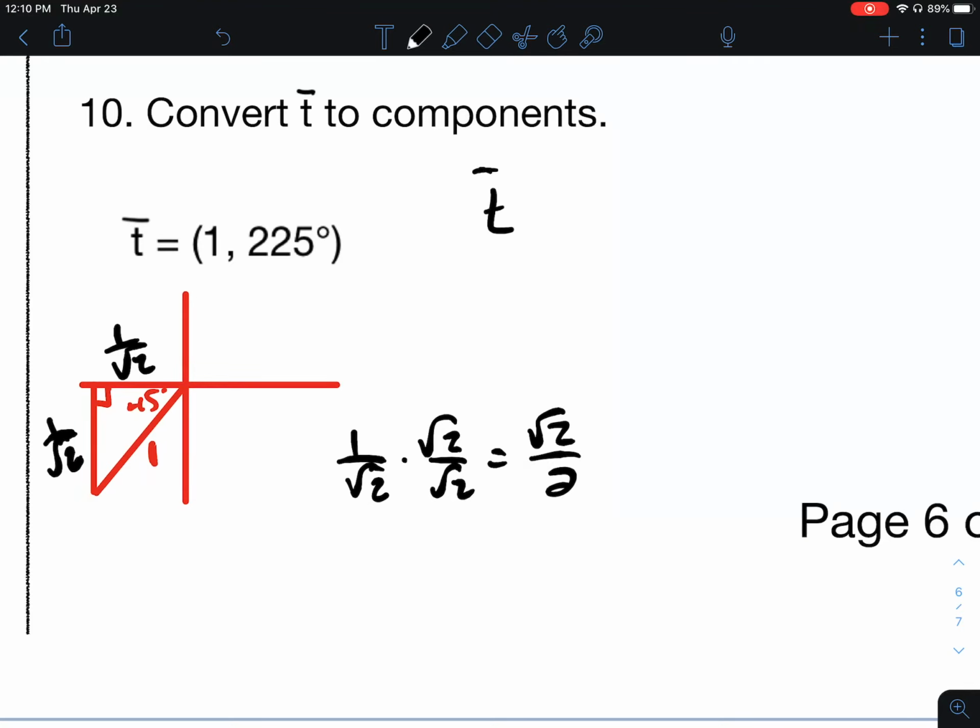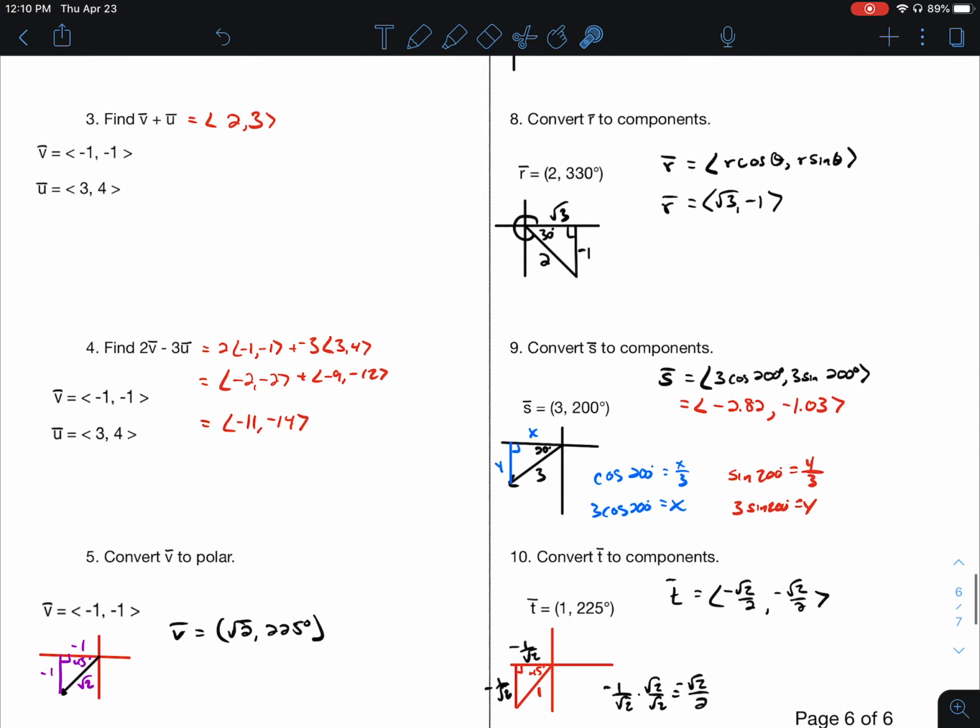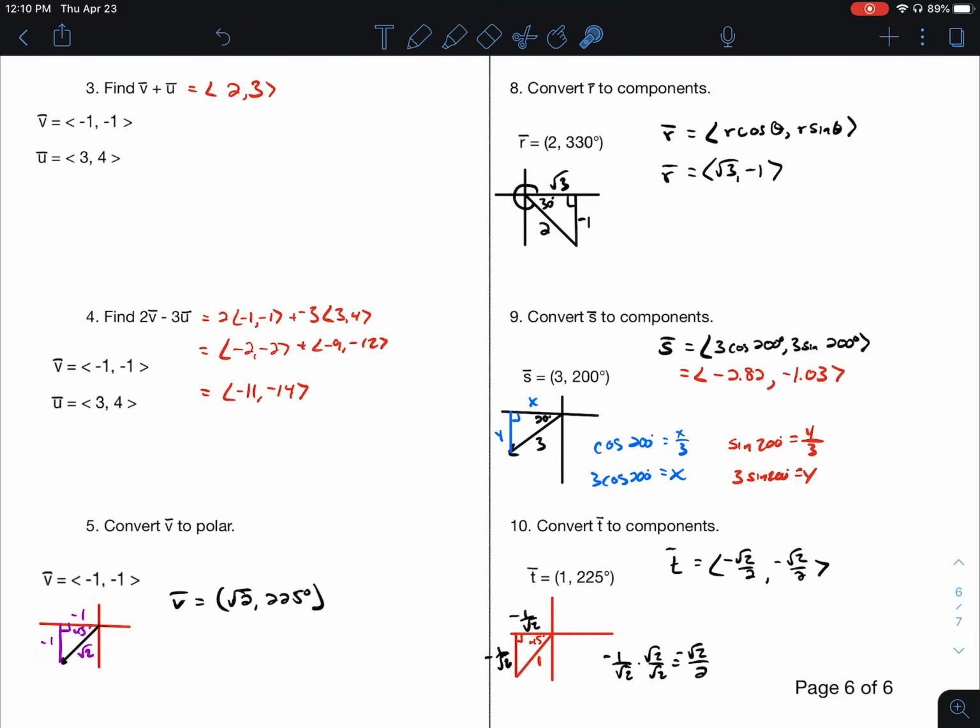So vector t has components of negative square root of 2 over 2, because we went left, followed by negative square root of 2 over 2, because we went down. It's important that you get the signs correct. Let me fix that down here. All right, that's a review. If you need more review, go back and look over your notes and homework for this chapter. And any type of question that was asked in the notes and the homework could be on the test.